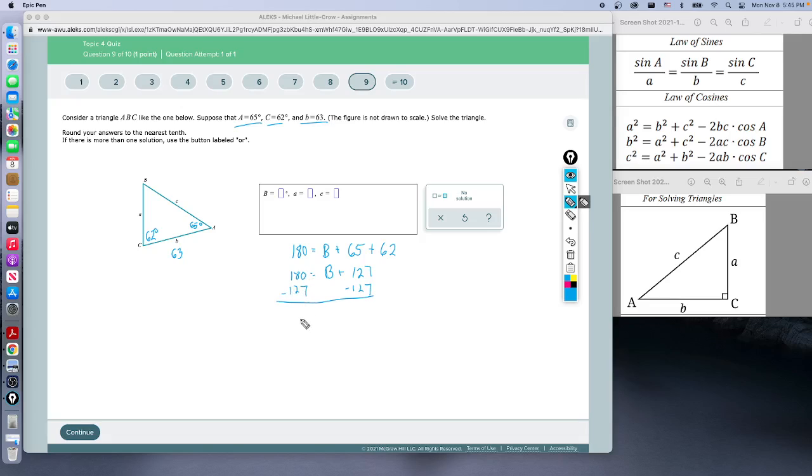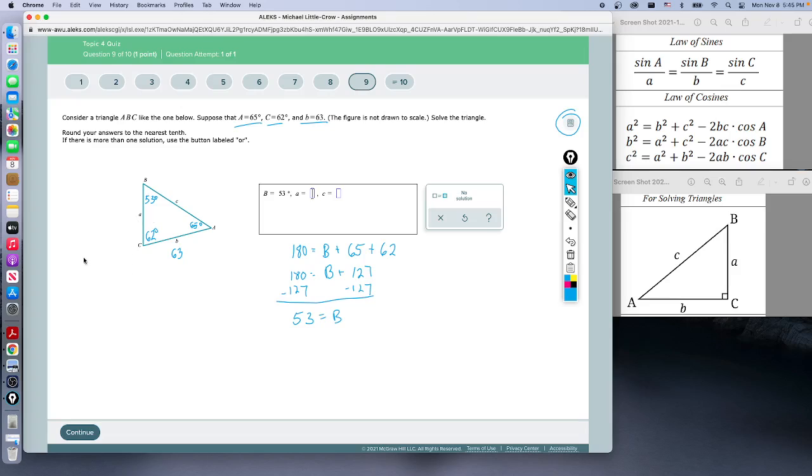So that's 53. And notice this one, they give us a calculator, so it's going to be handy for what we're going to do. So 53 degrees. And again, we've already found B, so let's go ahead and put that in, the angle measure, 53. And now we need to find side A and side C.